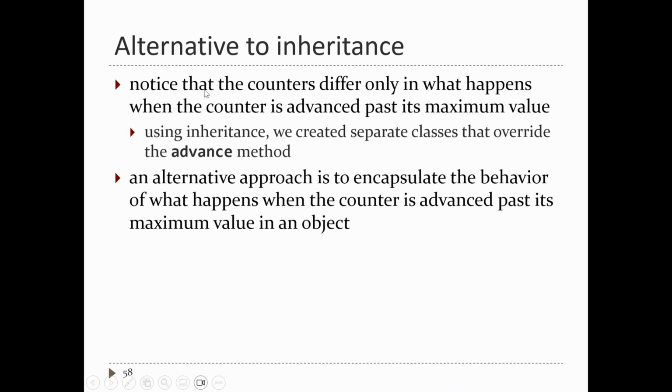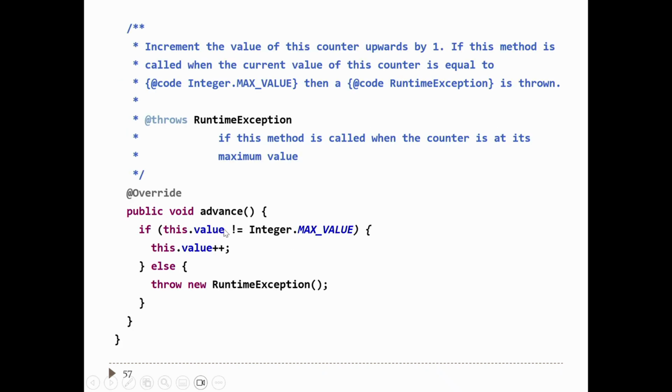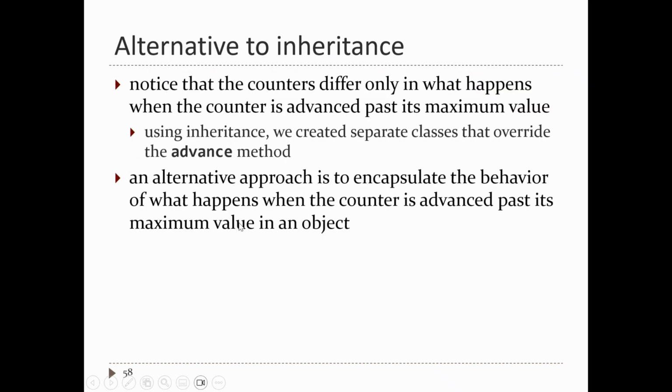All right, so the question is should we have used inheritance in this example? When you're using inheritance, often there's an alternative to doing so, and in this case, there is. All of the counters that we've implemented only differ on one thing: what happens when the counter is advanced past its maximum value. To implement the different behaviors, we chose to use inheritance and then override advance.